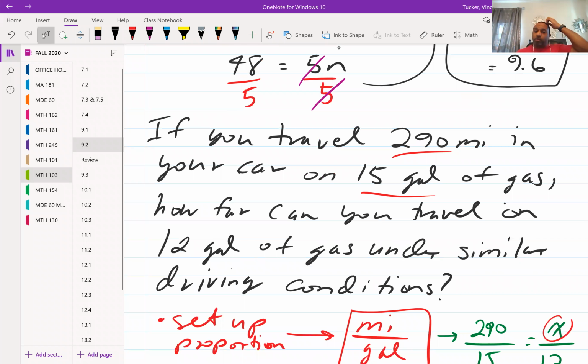Next one, you travel 290 miles per hour. I said miles per hour, 290 miles in your car on 15 gallons of gas. How far can you travel on 12 gallons of gas under similar driving conditions?